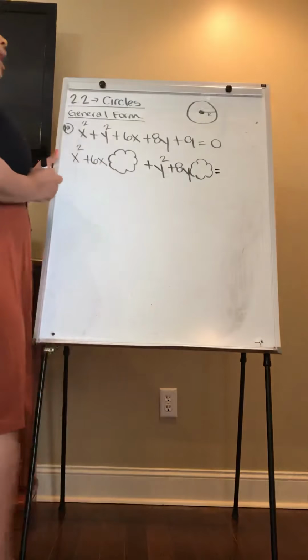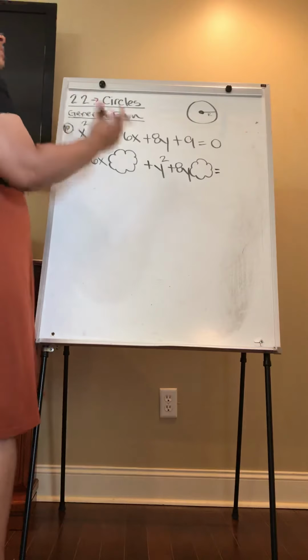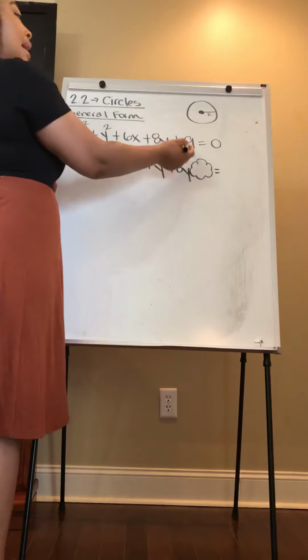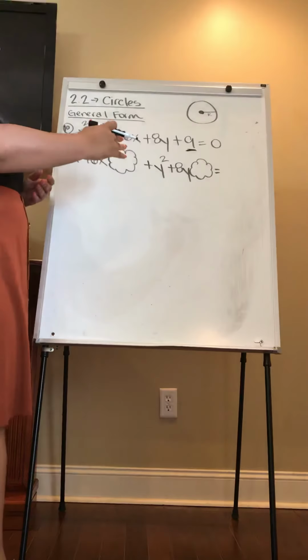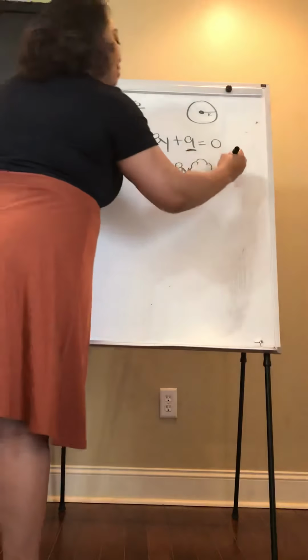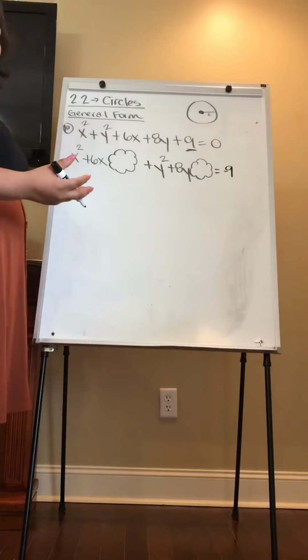Equals. Now all whole numbers, constant numbers, need to go to the other side of the equals. So you only have 1 plus 9. But when you move it, it's going to become a negative. Signs are going to change. So I got minus 9 on the right side of the equal.